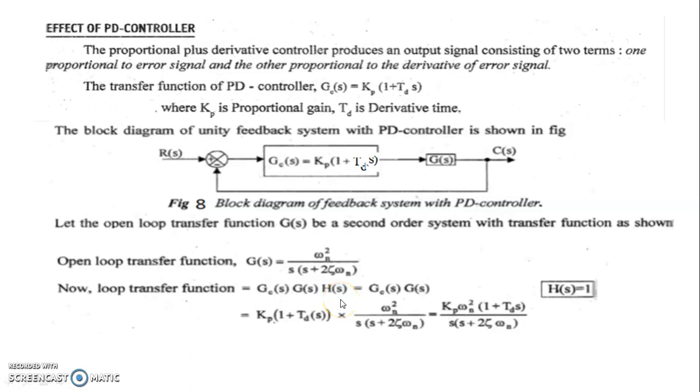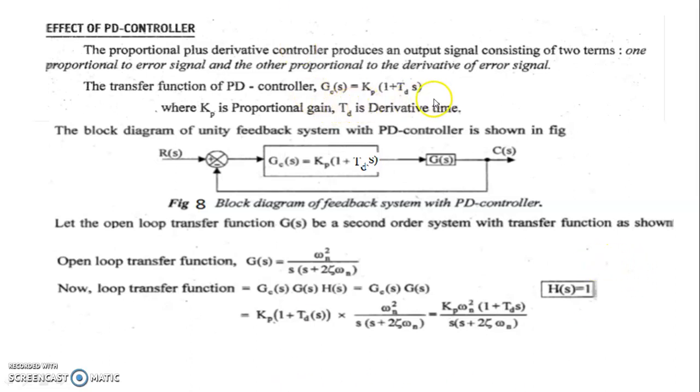Hello everyone. Today we will discuss the effect of PD controller and PID controller on system performance. First we will start with the PD controller. The proportional plus derivative controller produces an output signal consisting of two terms. One is proportional to the error signal and the other is proportional to the derivative of the error signal.